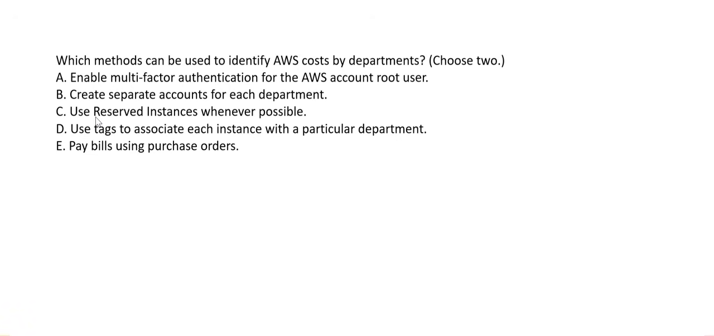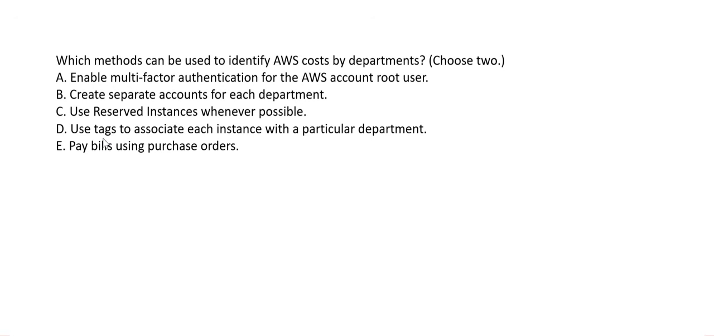Use reserved instances whenever possible. Reserved instances is correct. You should use it to reduce your cost, but the question is not asking you to reduce the cost. It is asking you to identify AWS cost by departments. They want to identify what was the cost of finance, what was the cost of HR department. So this will not help you.